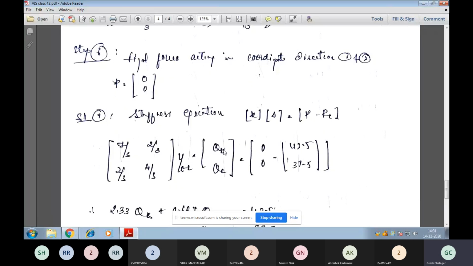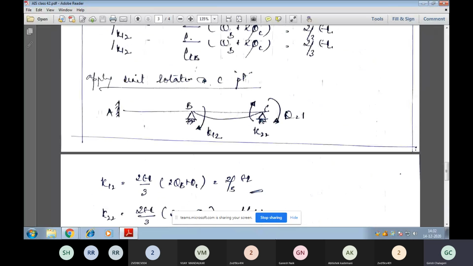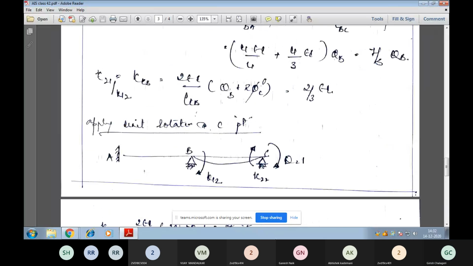The unknowns here we have taken are theta B and theta C, because we have taken rotation at B as well as rotation at C here. So theta B and theta C is equal to capital P, which is 0, 0. No external rotation is given in the question paper, so the P value will be 0, 0 on both sides. Minus PL, which we found in the fourth step.